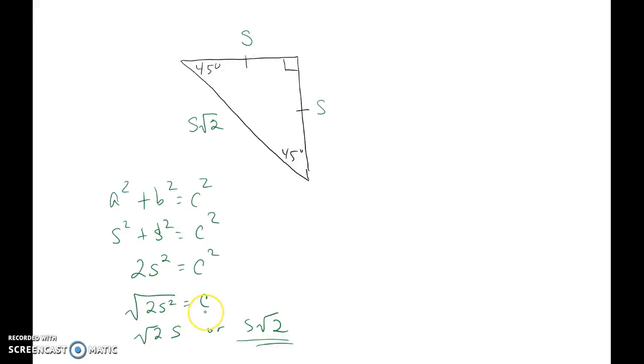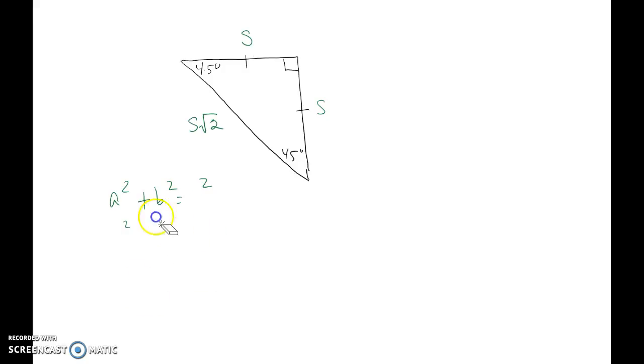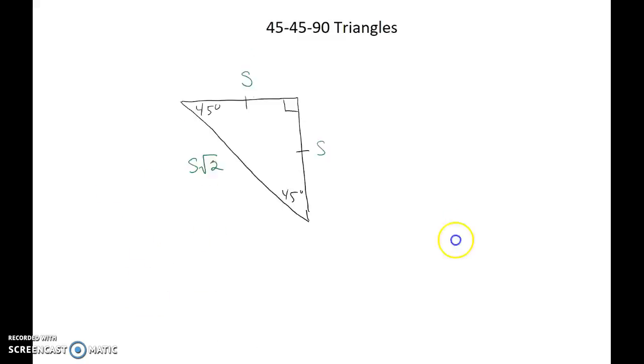Now, if I just did all that and you're like, what? Okay, just ignore it. That's fine. I just wanted to show you why it works. But now that you know it works, let's do a couple practice problems.